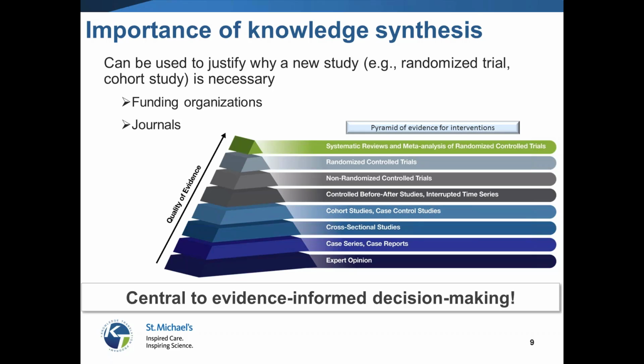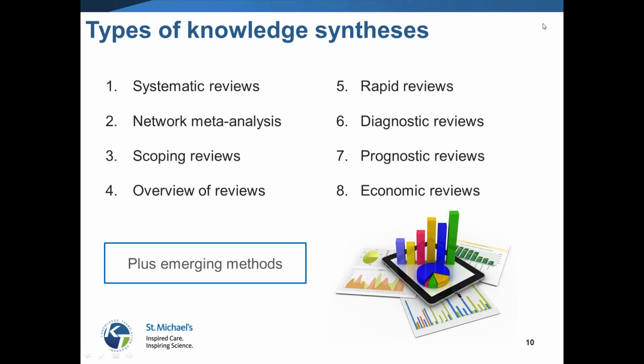Also, some journals request that when you do a randomized trial, you actually do a systematic review and put your point estimate from your randomized trial into a meta-analysis to show how the field has changed now that you've done this randomized trial. So when we think about the pyramid of evidence, in particular for interventions, we see that the very top of the pyramid in terms of quality of evidence is a systematic review and a meta-analysis of randomized trials.